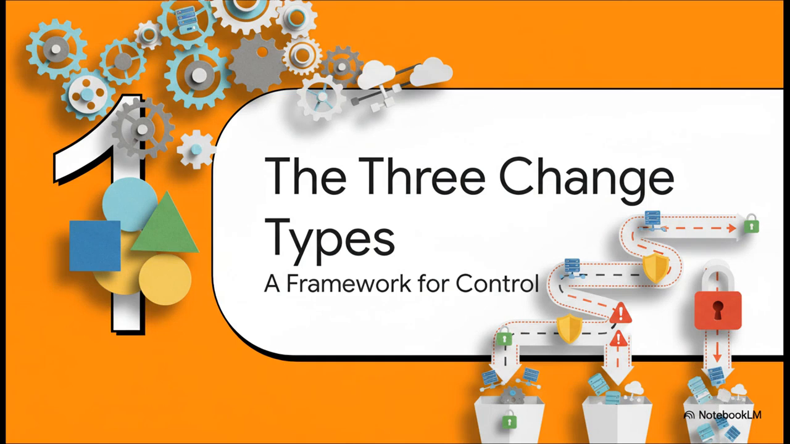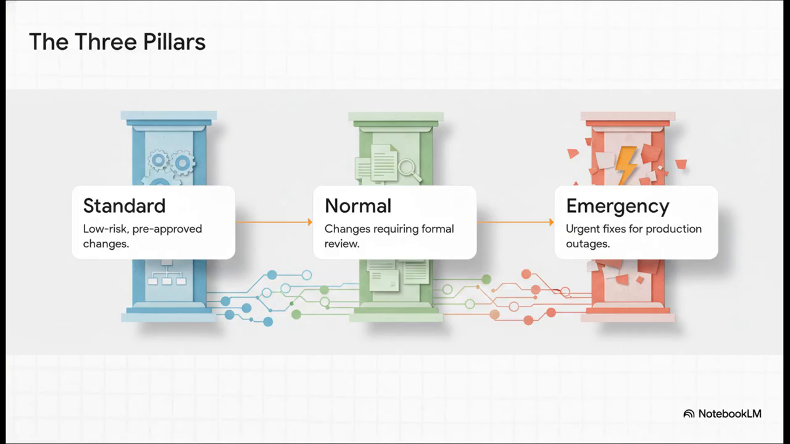The first step to getting control is to realize that not all changes are created equal. So we use a simple framework to sort them into three distinct categories. This way, we can apply just the right amount of oversight depending on what we're dealing with. And here they are, the big three: standard, normal, and emergency. Each one has its own set of rules, its own approval process, and you guessed it, its own level of risk. Let's break them down, starting with the two you'll see most of the time.